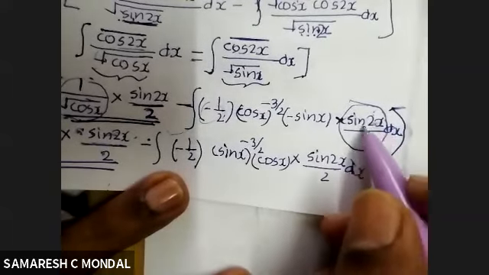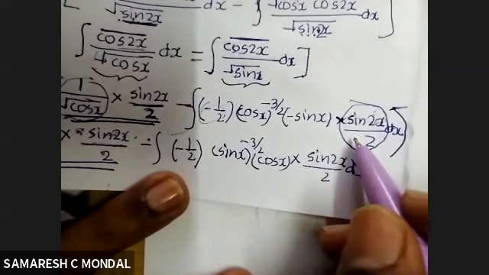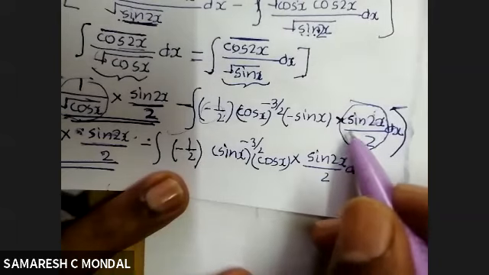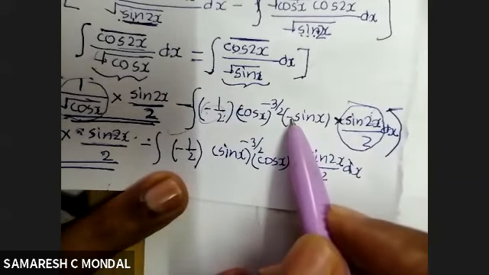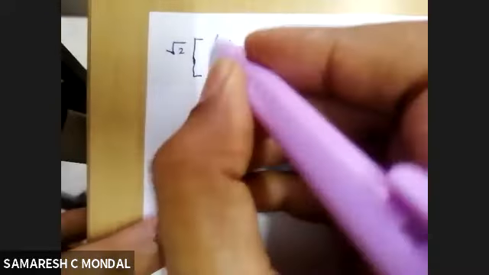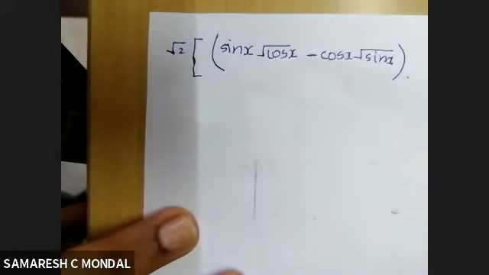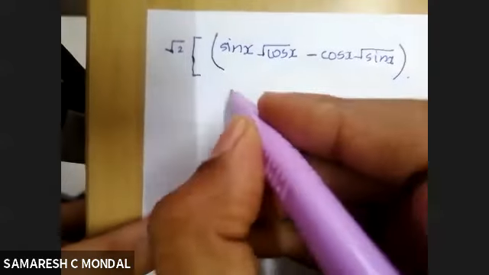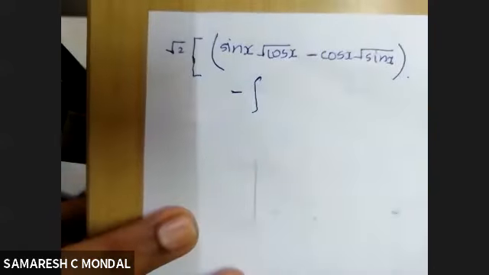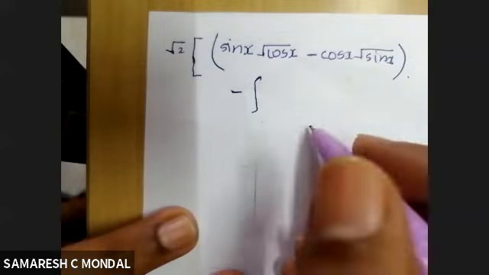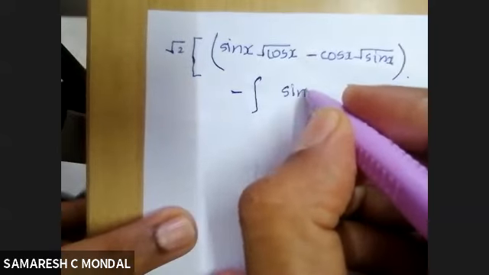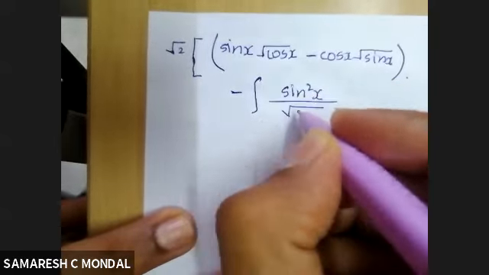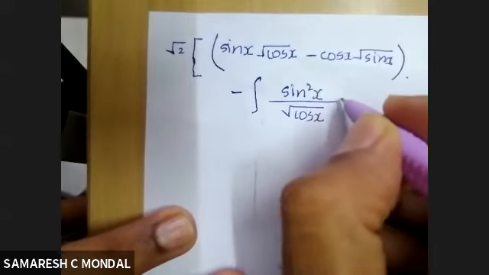So 2 sin x cos x, so the 2 gets cancelled. Can you do the calculation? So this minus of minus will be plus, isn't it? Okay, shall I write it? It will be minus of a big integration. Okay, sine 1. Sine square x by root cos x will come. And obviously dx.